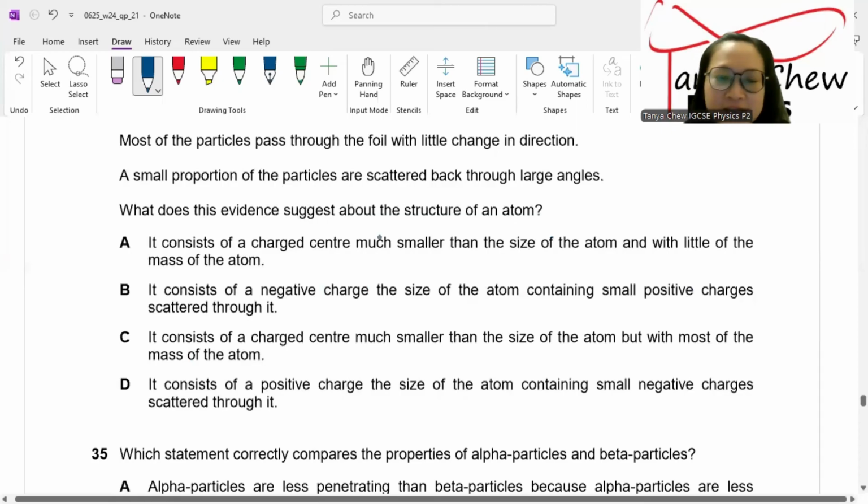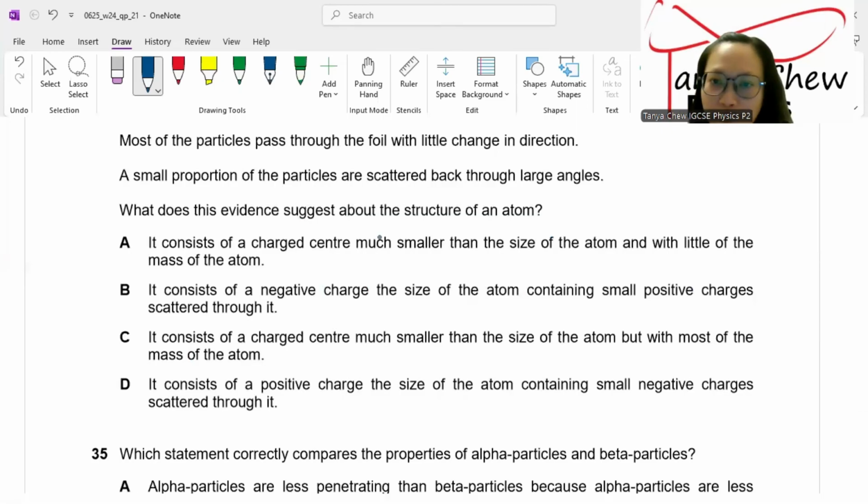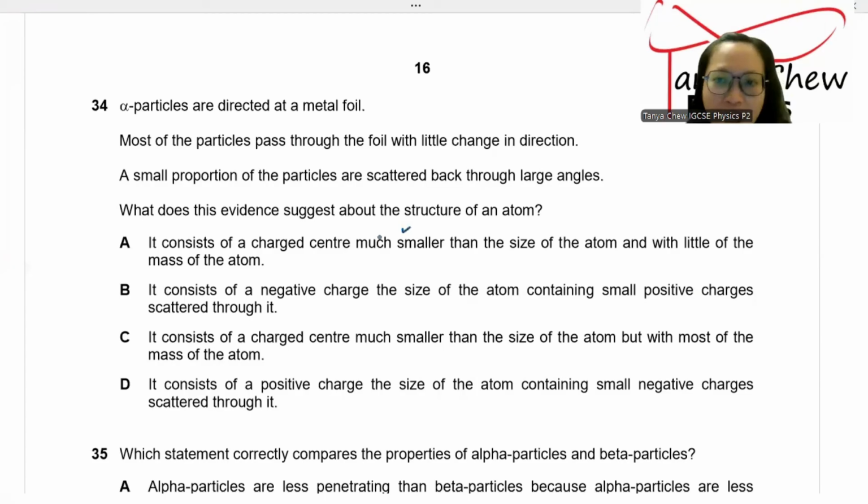So let us see. A, it consists of a charge center much smaller than the size of the atom. This is correct. With little of the mass? No, with most of the mass of the atom. This is wrong. B, it consists of a negative charge. No, that is wrong. C, it consists of a charge center much smaller than the size of the atom, but most of the mass of the atom.